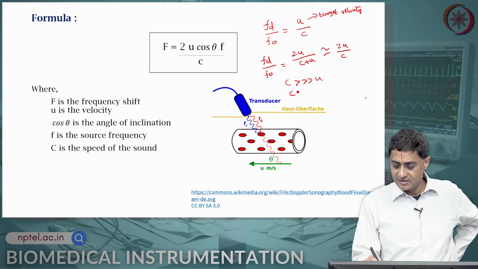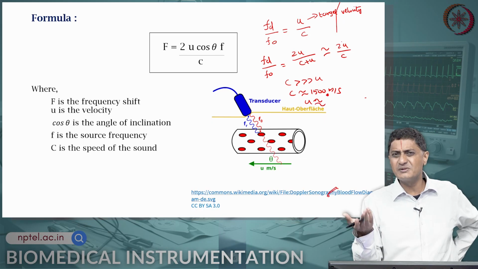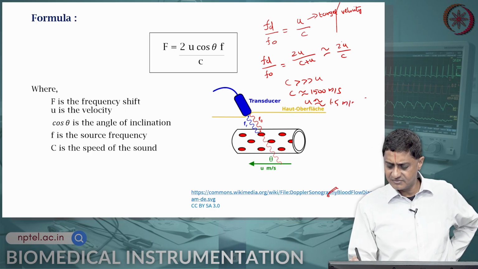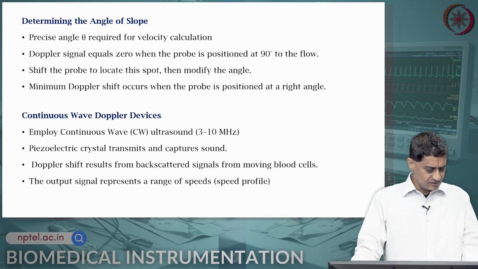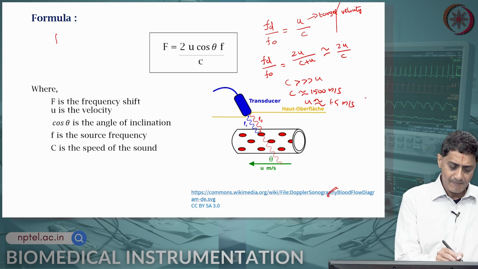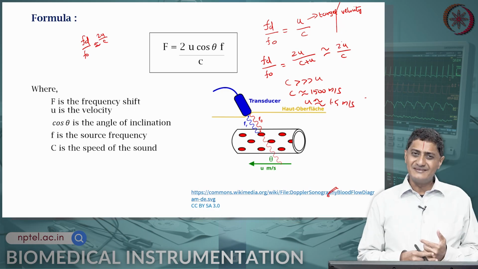For example, C is approximately 1500 meters per second, whereas U, the blood flow, is about 1.5 meters per second at the high rate. So, FD by FO is essentially 2U divided by C. An approximation is an approximation.